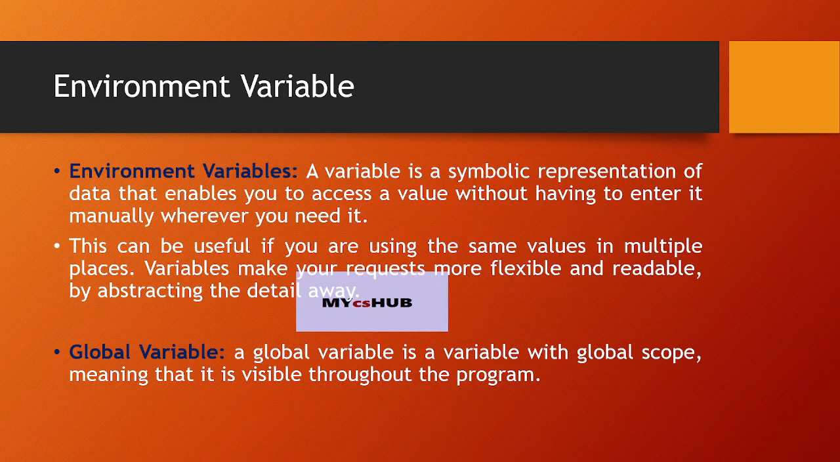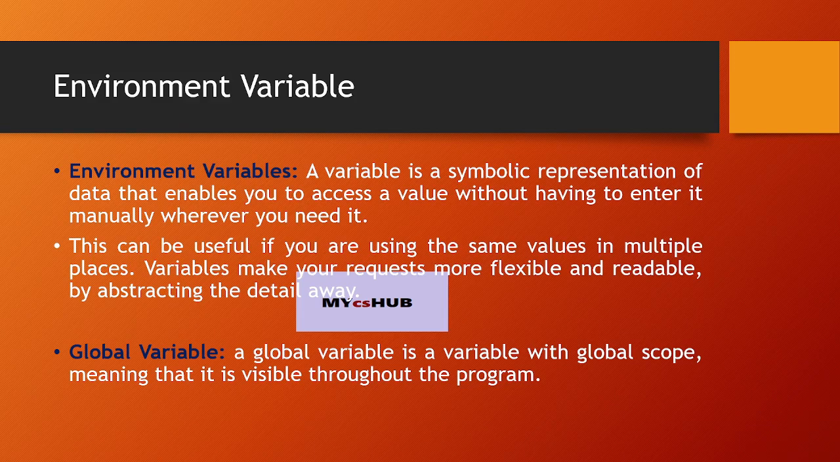A variable is a symbolic representation of data that enables you to access a value without having to enter it manually wherever you need it. This can be useful if you are using the same value in multiple places. Variables make your request more flexible and readable by abstracting the details away.